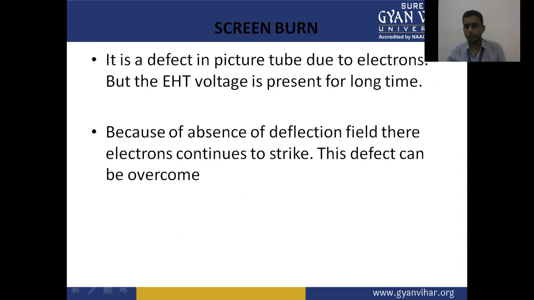Screen burn. It is a defect in the picture tube caused by the electrons when the EHT voltage is present for a long time. Because of the absence of the deflection field, the electrons continue to strike the same spot. This defect can be overcome.